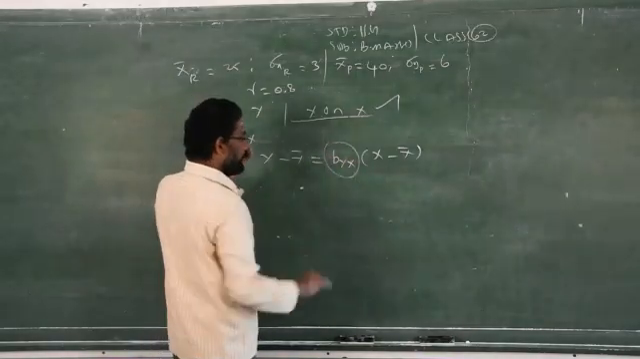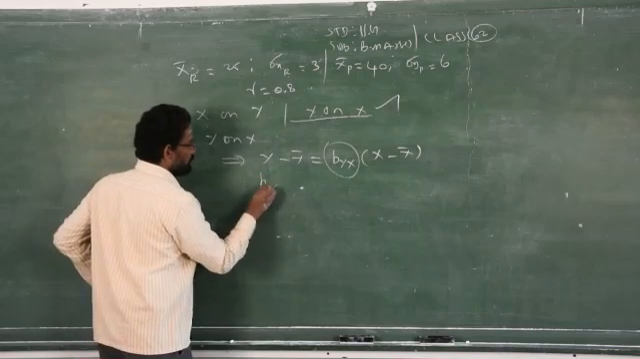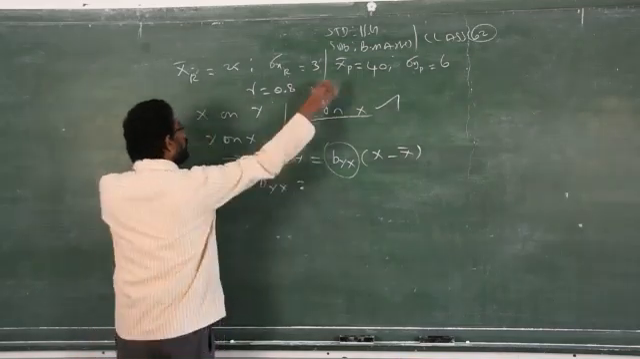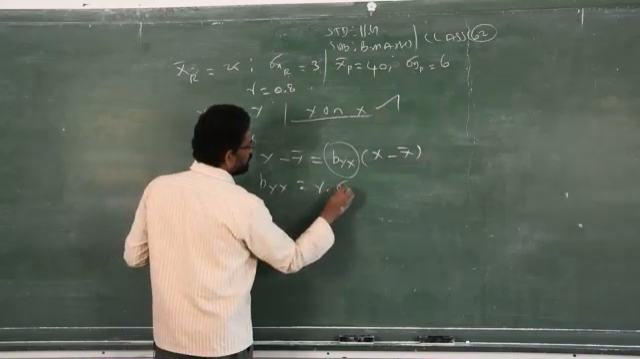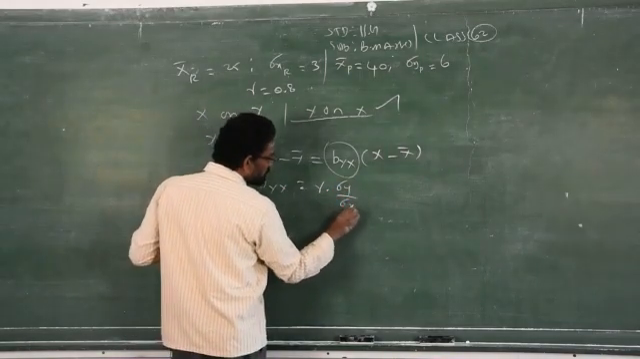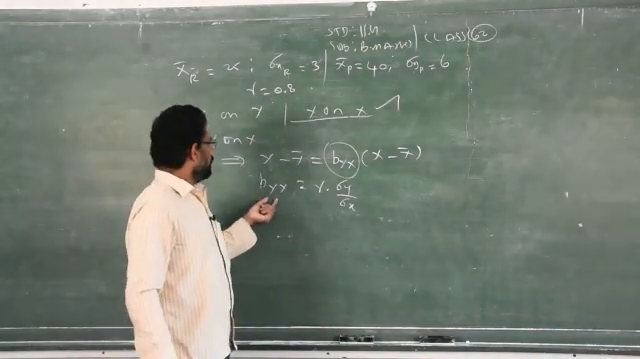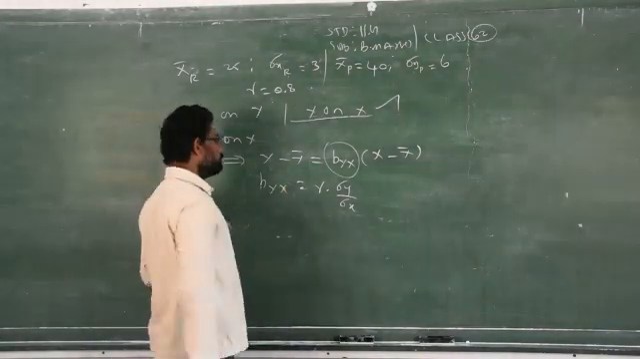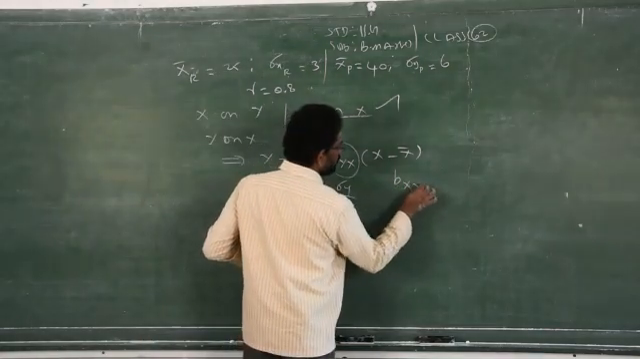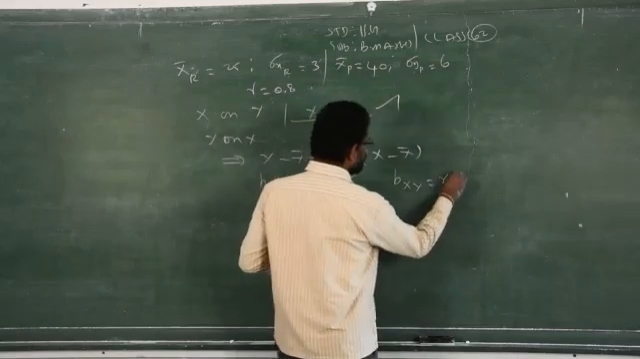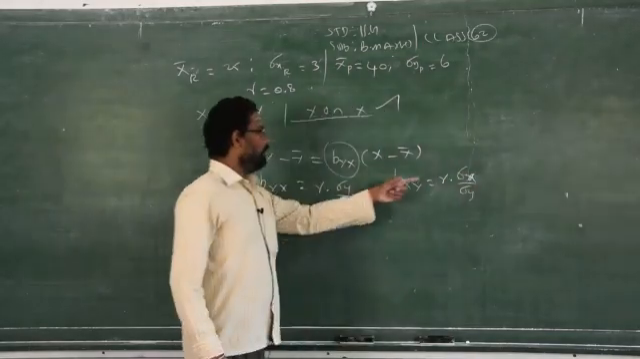How do you find out b y x? We have so many formulas. There are 3 formulas to find b y x. Clear? According to the given information, you have to take the formula. Yesterday I gave the formula to find b y x and also b x y. What is the formula to find b x y? The correlation into sigma x by sigma y. So, this is the formula to find b x y.